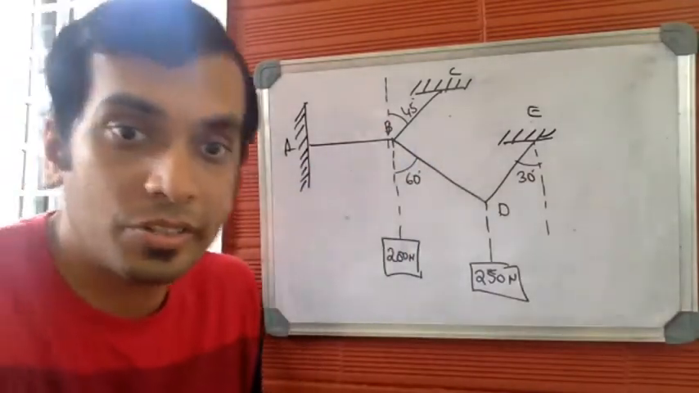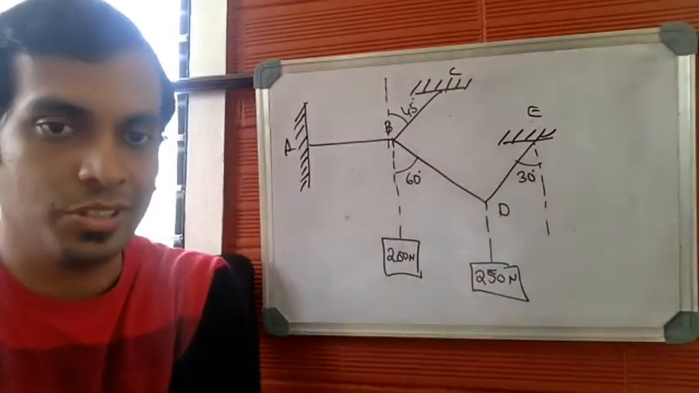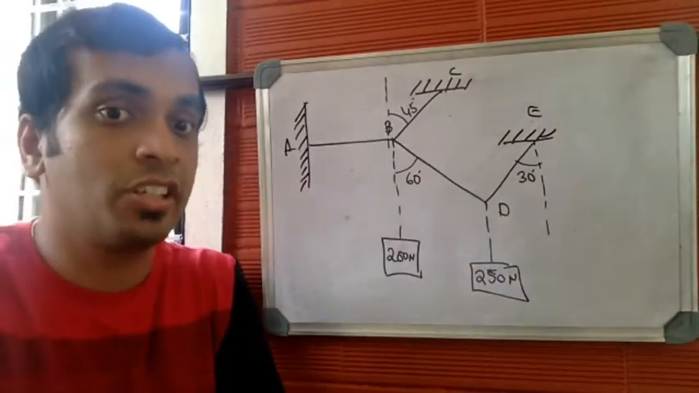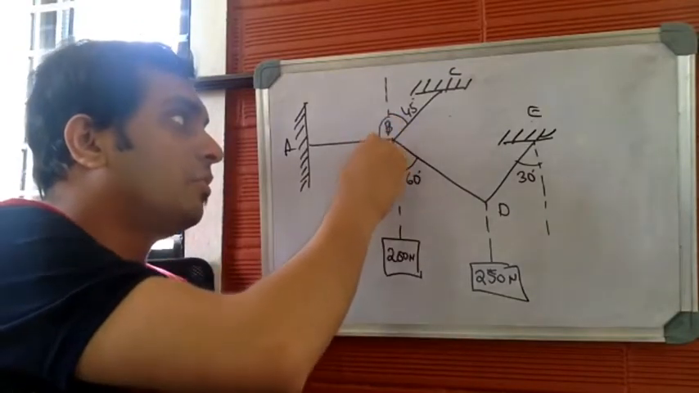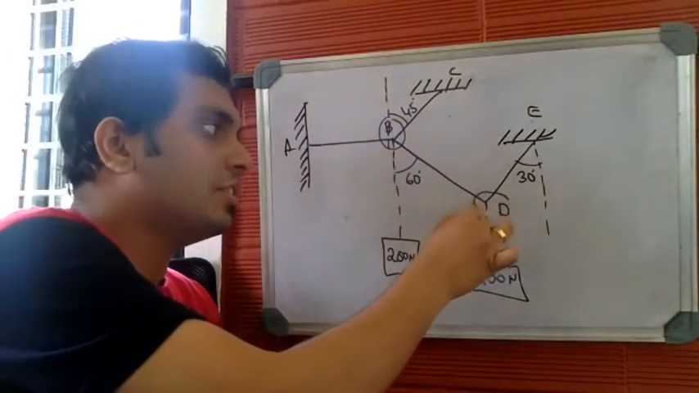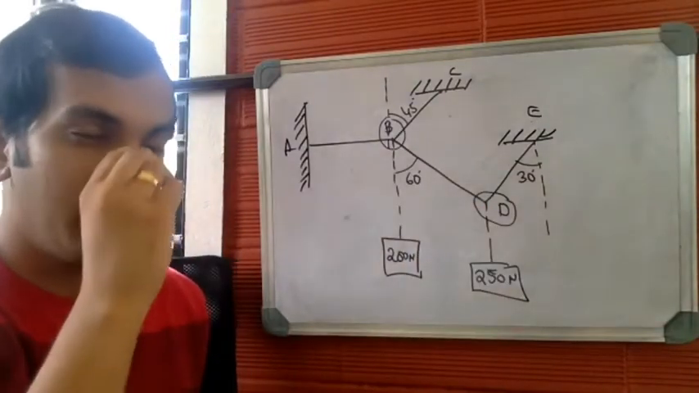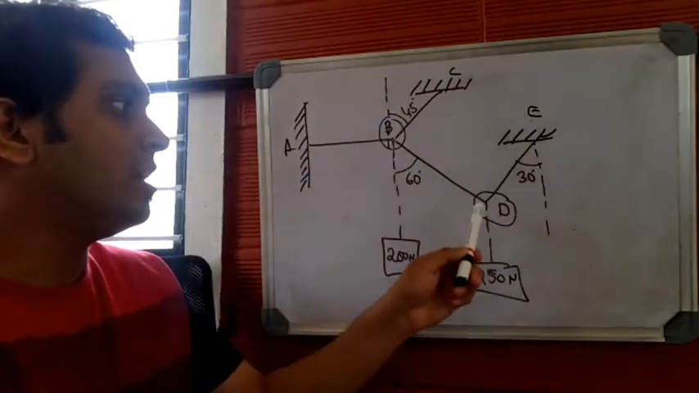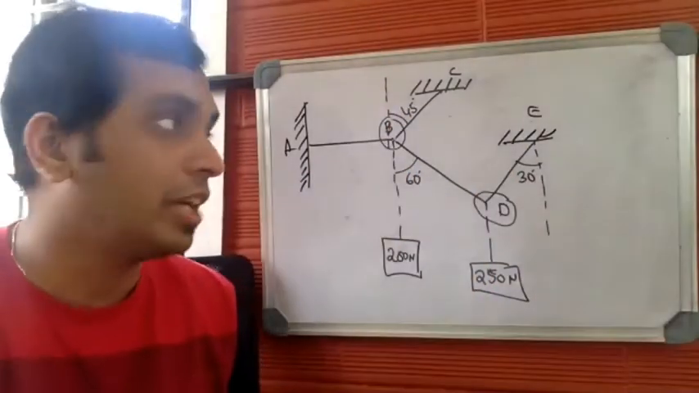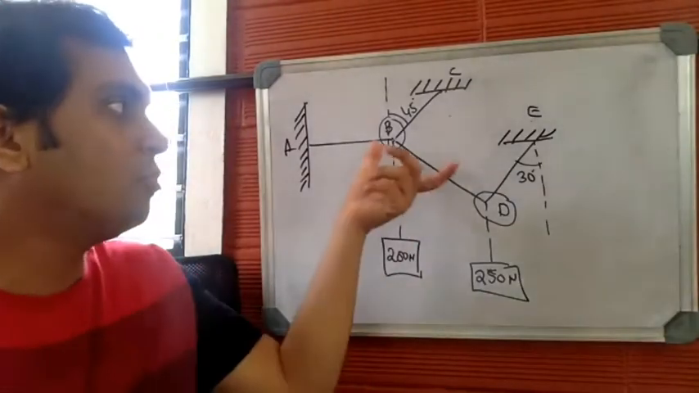We are not at all interested in supports. So step number one is to identify the junction points. Which are the junction points here? B is one of the junction points and D is the other junction. Those are the two junction points. And how many segments? A B is 1, B C is 2, B D is 3, D E is 4. We have four cable segments and two junction points.